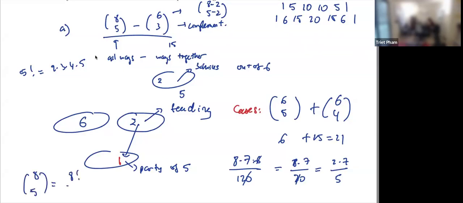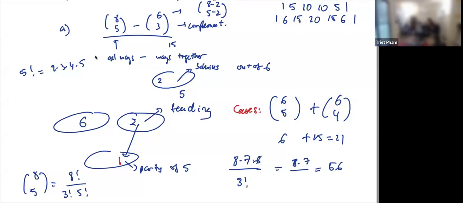Oh, sorry. This is over 3 factorial, not 5 factorial. Sorry. This is over 3 factorial. So this is going to be 8 times 7 times 6 over 6, right? 3 factorial is 6. So 6 cancels with 6. So that's 8 times 7, so that's going to be 56. All right. And then 56 minus 15.